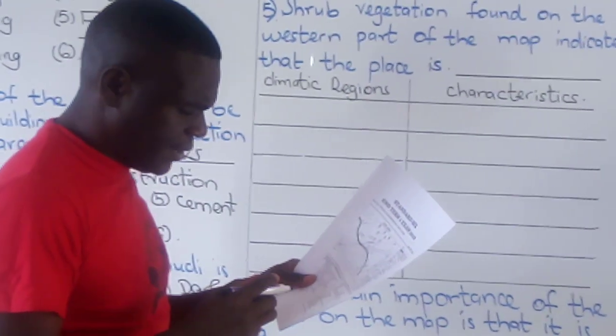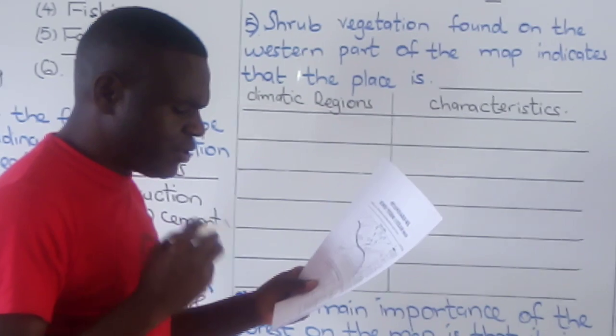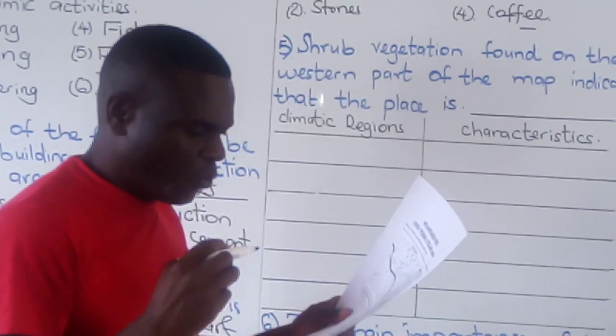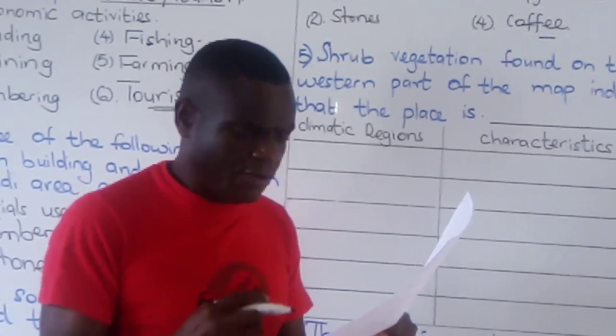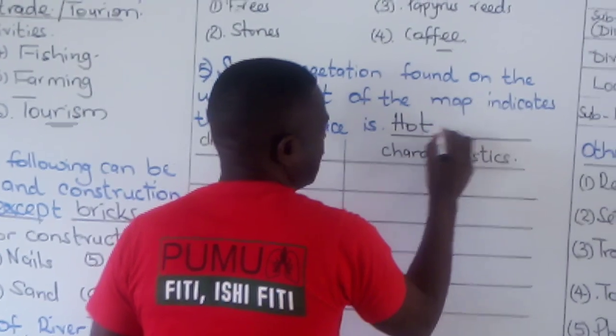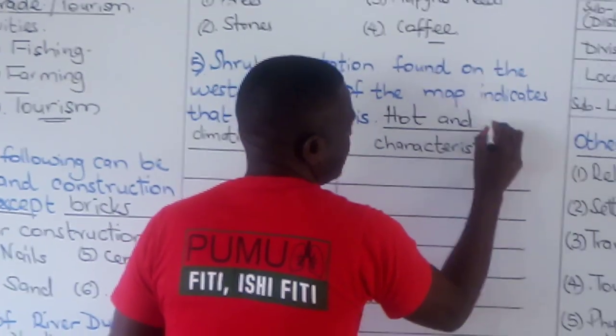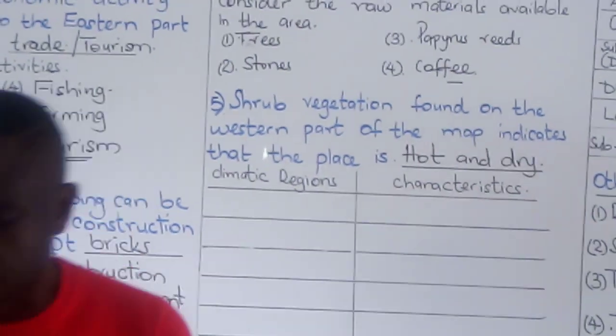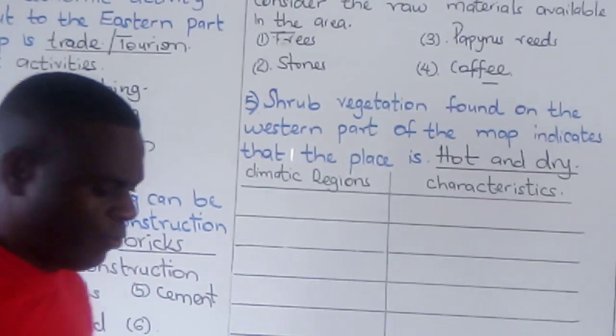So here they have said the climate of the place could be either warm and hot, or cool and wet, or wet and hot, or hot and dry. The answer is hot and dry. Now I took some time to look at the climatic regions.